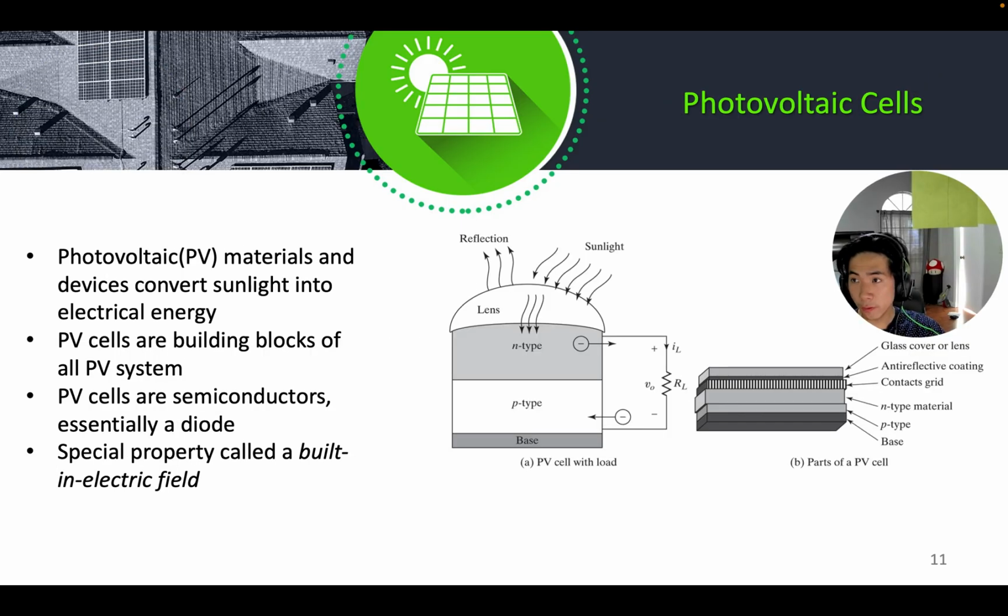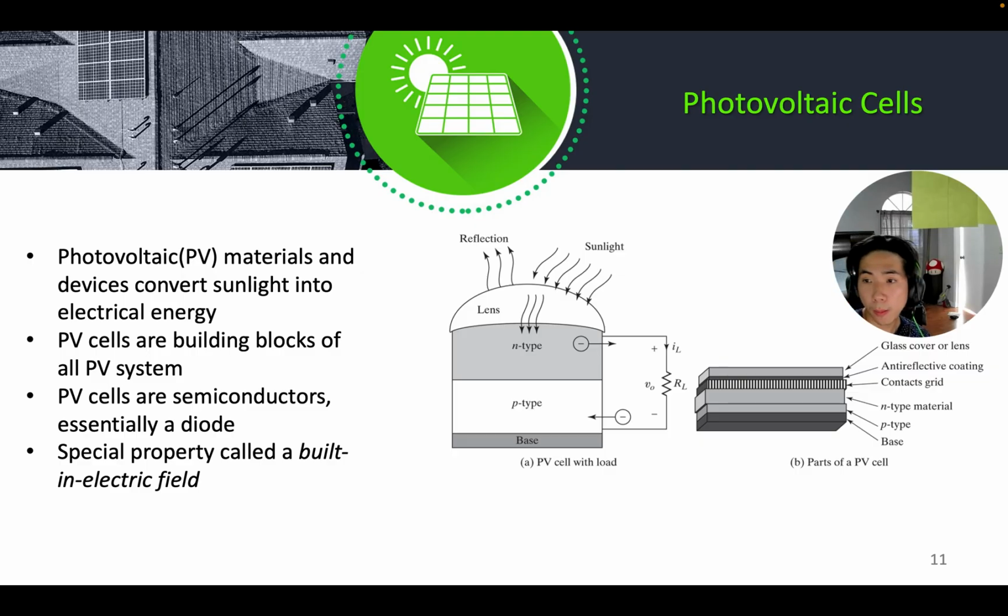Hi, I'm going to go over photovoltaic cells, how they operate, and what they're made out of. The word photovoltaic directly translates to light electricity. These cells, I'm going to refer to as PV cells, are made out of semiconductor devices such as silicon.